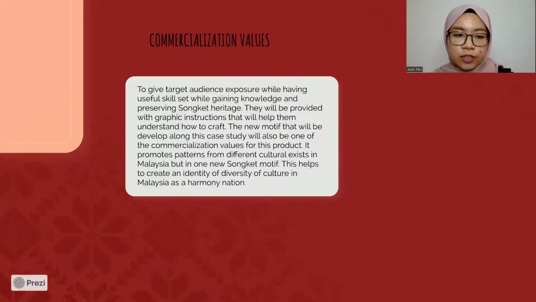The commercialization value of this project is to give the target audience exposure to a useful and fun way to explore Songket motif knowledge using cross-stitch as an activity. They will be provided with graphic instruction on the knowledge of Songket, the motifs, and illustration instruction on how to make a Songket pattern using the cross-stitch method. This can commercialize the preserving of Songket motif, especially for the target audience.